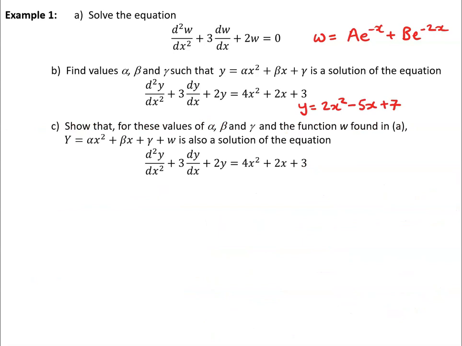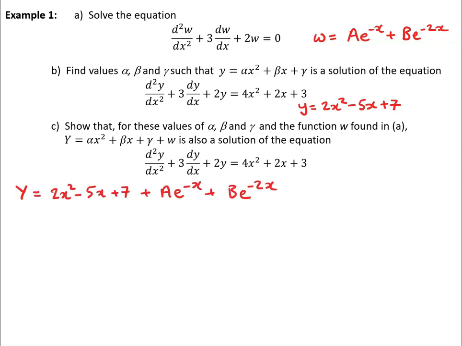So for part C, we've got to show that for these values of alpha, beta and gamma, in other words alpha equals 2, beta equals minus 5 and gamma equals 7, then big Y, which is equal to 2x squared minus 5x plus 7 plus W, which is ae to the minus x plus be to the minus 2x, is also a solution of the equation that we're trying to solve. Well, we just got to do what we've been asked to do.